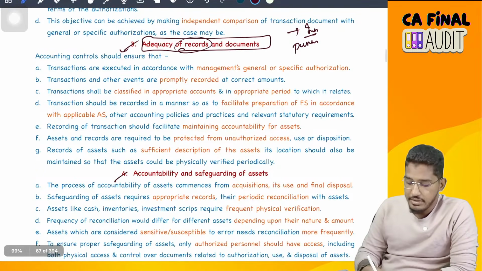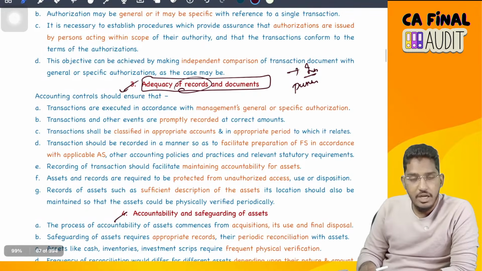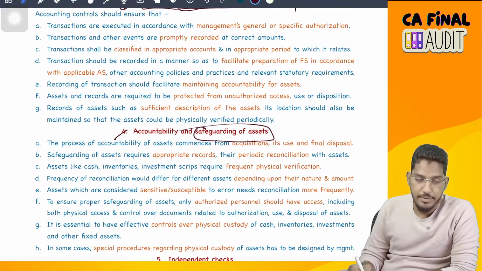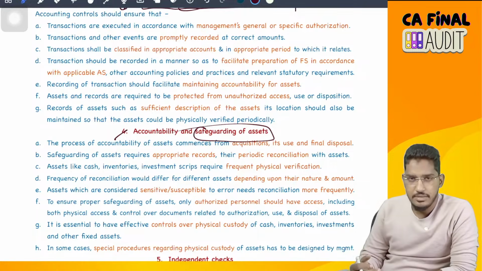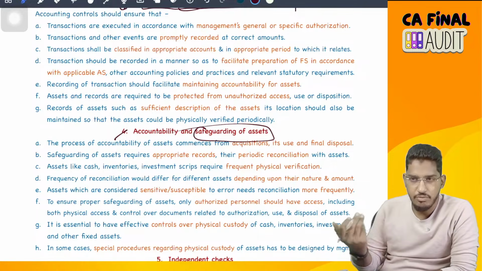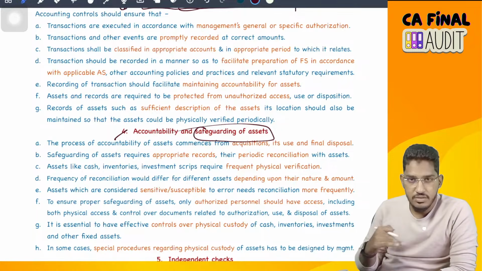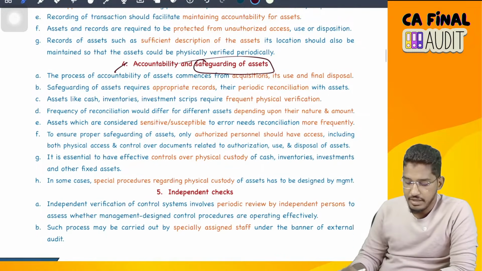Then we have accountability and safeguarding of assets. One more common policy in any internal control is safeguarding of the assets, protecting the assets of the company, either intangible assets or tangible assets. We will have physical custody like security guards, CCTV cameras, biometric access. All these are examples of policies related to the objective of safeguarding of the assets.